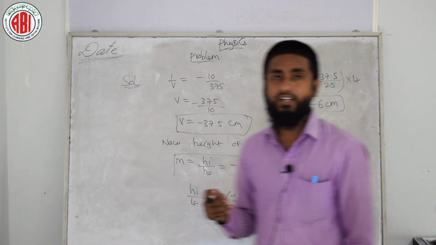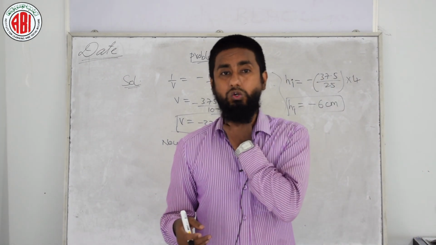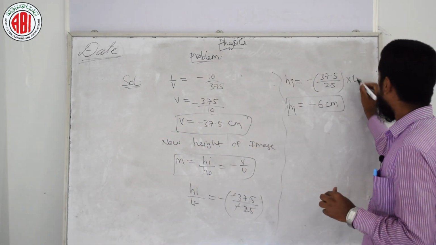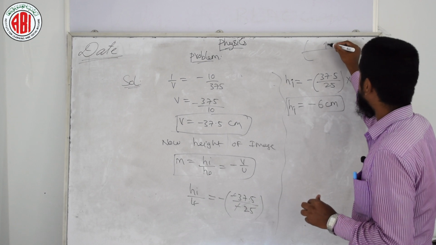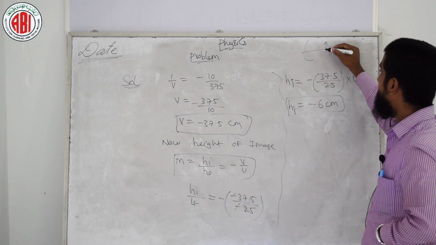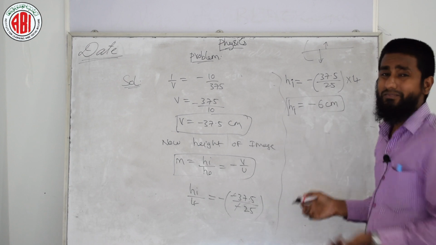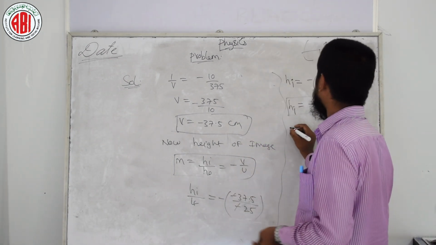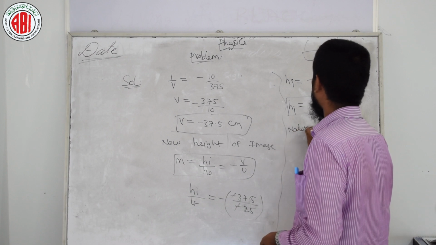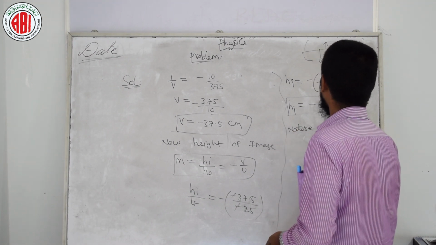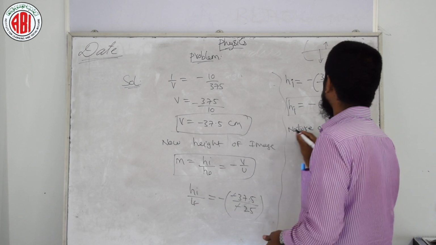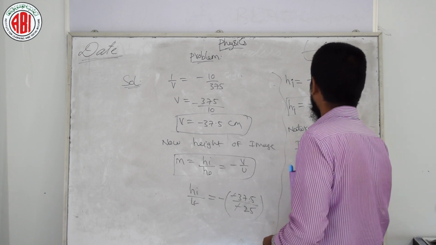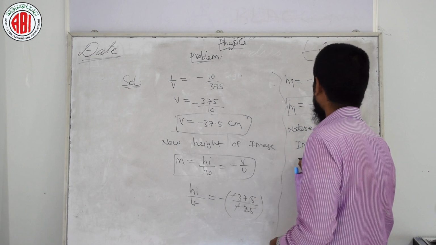In the question the nature of the image is also asked. As you are seeing, the height of the object is 4 centimeter, but the height of the image is 6 centimeter. So simply we can prove that the image is enlarged and inverted. So the nature of the image: the image is inverted and enlarged.